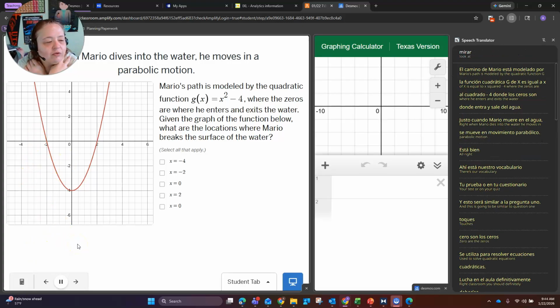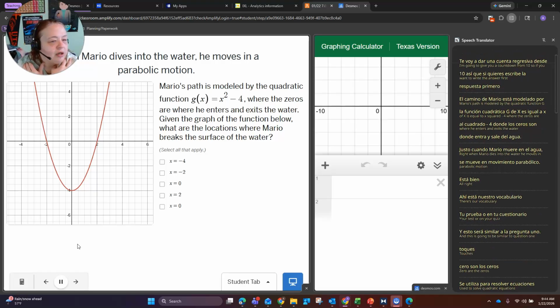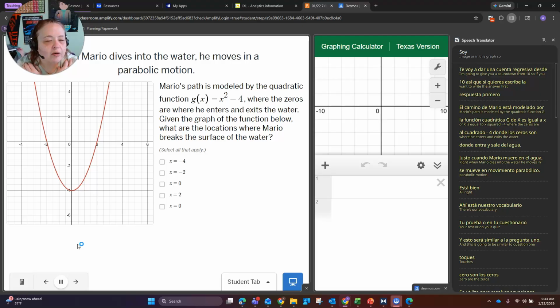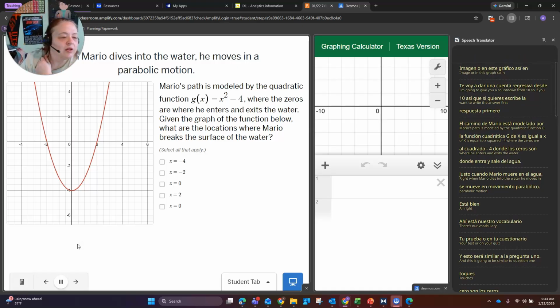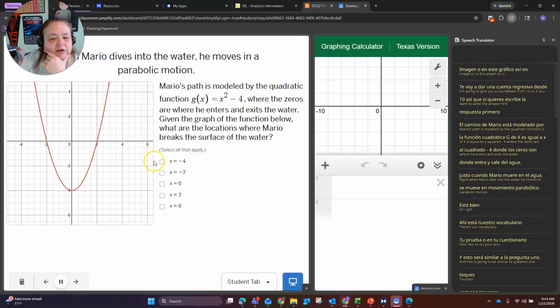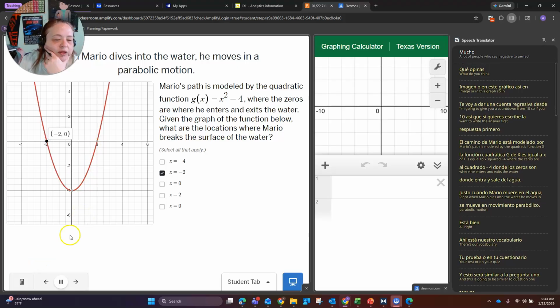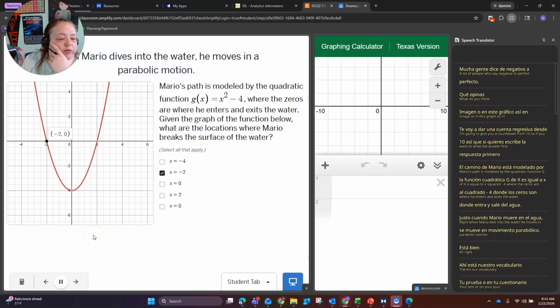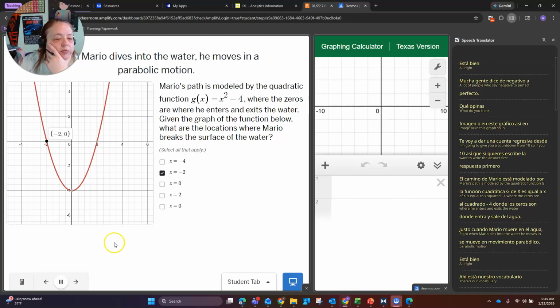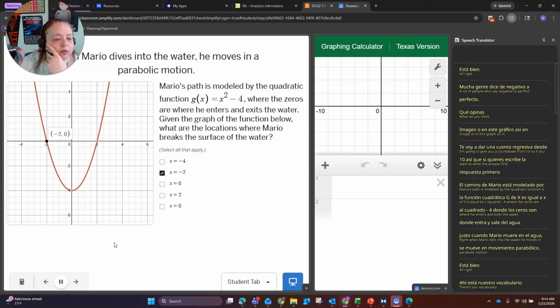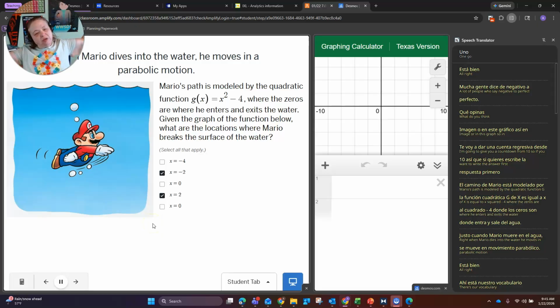So in 5, 4, 3, 2, 1, where does Mario enter the water? What do you think? -2. We get a lot of people who say -2. Perfect. I'm going to say -2 because that's right here on the graph. -2, 0. All right. And where would you say Mario exits the water? In 3, 2, 1, go. +2. Perfect, guys. Thank you. All right. And Mario is swimming through the water. Woo.